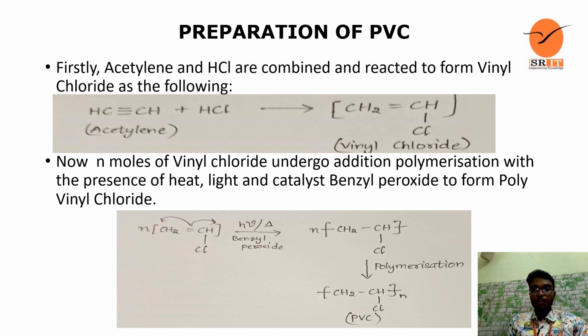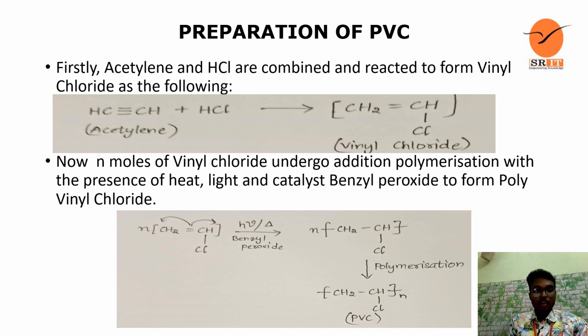We have learned about Teflon so far. Now we'll move to the PVC. Preparation of PVC, that is polyvinyl chloride. Firstly, acetylene and HCl are combined together and reacted to form vinyl chloride as follows. As you can see in the below reaction, HC triple bond CH, that is acetylene, and HCl together combine to form CH2 double bond CHCl, that is vinyl chloride.